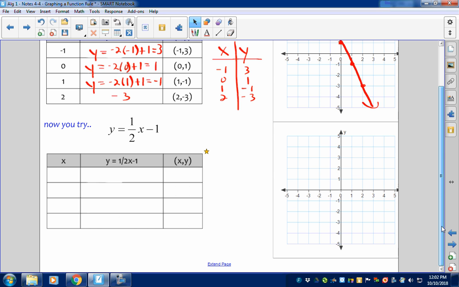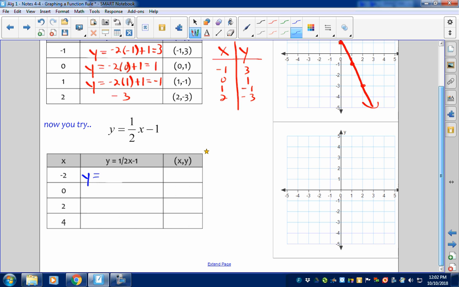So, okay, guys. The next one has a fraction in it. When there's a fraction in it, you might not want to use negative 1, 0, 1, and 2. A wise choice here would be multiples of 2. So here's what I'm suggesting we use for this one. Maybe use negative 2, 0, 2, and 4. So it would look like this. So write down negative 2, 0, 2, and 4.